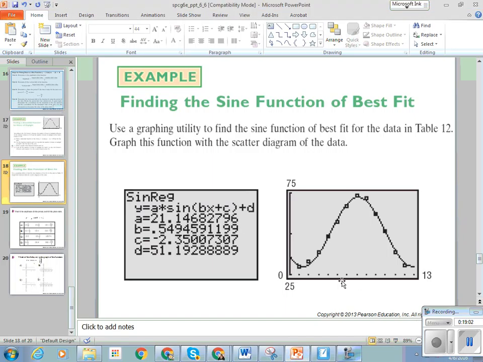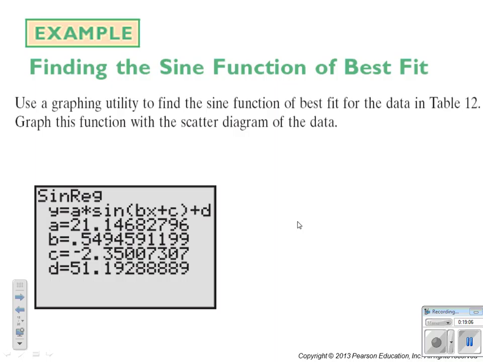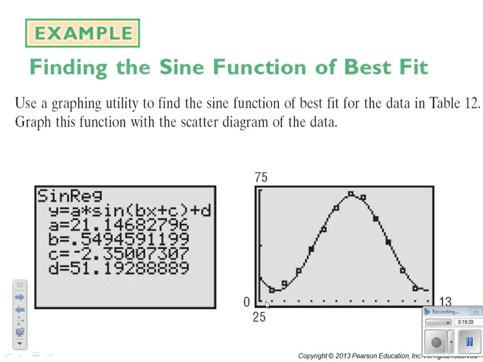Okay, so this is the data from table 12, the data with the temperatures in the same place for the span of a year. Your calculator can do a sine regression, a regression function for the sine, and taking that and comparing it to our data points, you can see it actually fits pretty well.